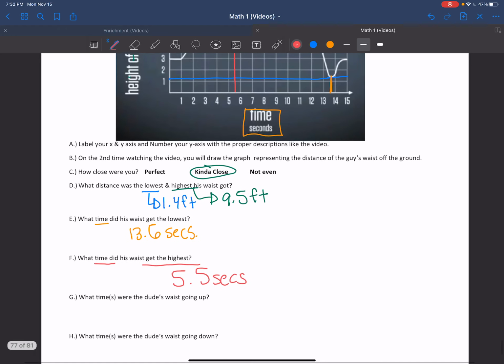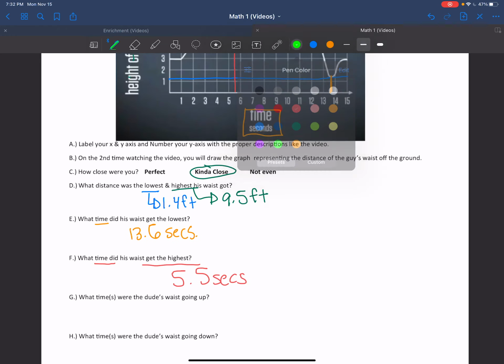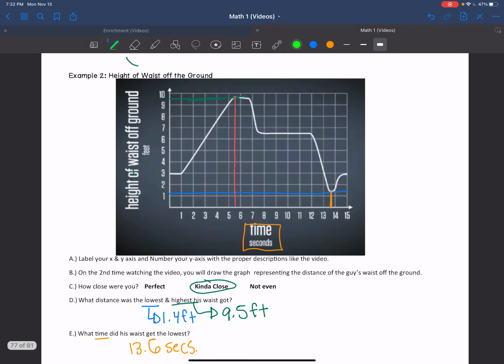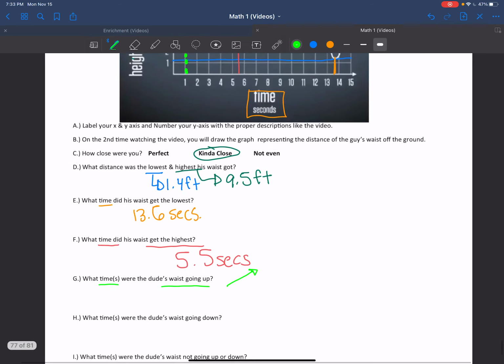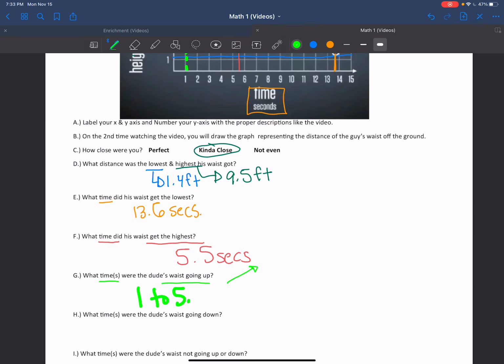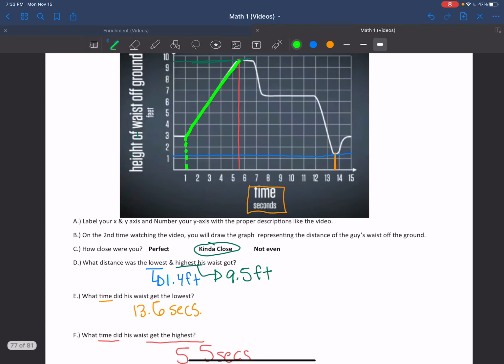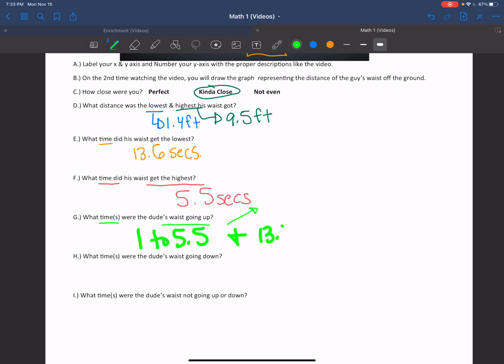Next question is, what were the times his waist was going up? So when were we going upwards in our graph? Well, I see we're going upwards from here to here, and that time is 1 second to 5.5 seconds. So we got 1 to 5.5, but there's one more time his waist is going up, and that's at the very end. His waist goes up from what we said was 13.6 seconds, in orange, all the way to the end at 15 seconds.